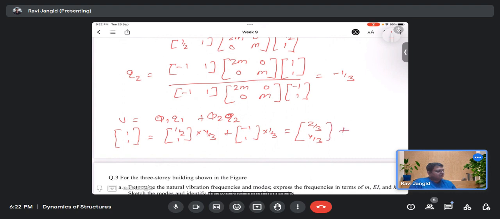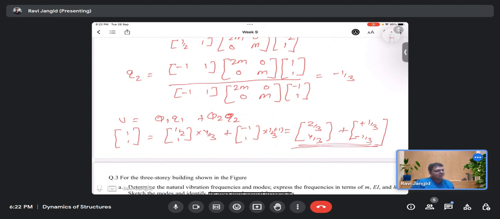Okay, and then if you do this, minus 1 by 3, and that would be the 1 by 3. Not this would be plus, this would be minus, because it is a minus 1 by 3. So if you sum it up, it will be coming out to be 1. 2 by 3 plus 1 by 3 is 1. 4 by 3 minus 1 by 3, it would be 1. So this is our modal expansion.